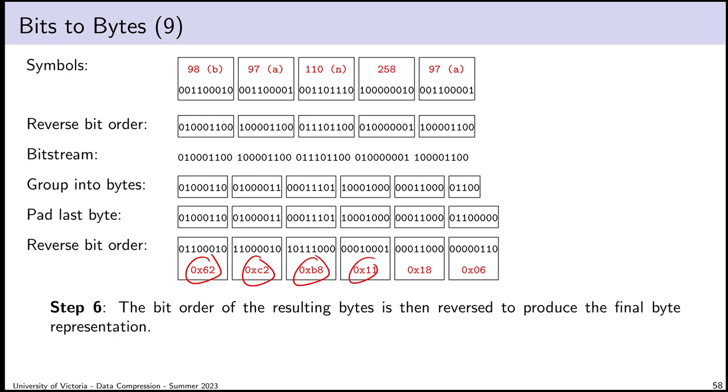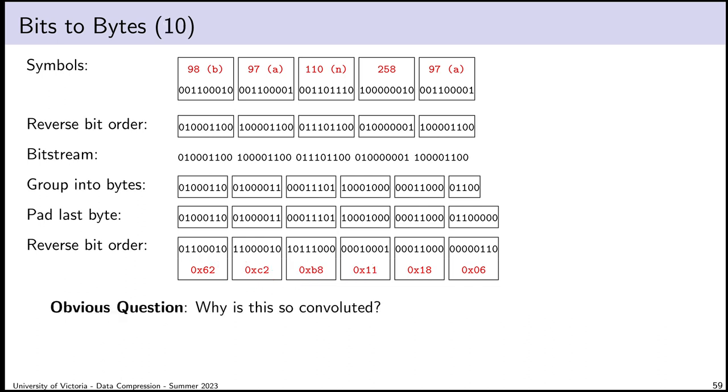So, 62C2B811806. Okay, so obviously the question is, what is going on? What the hell is going on? Why don't we just take this, group it into 8-bit chunks, and call those our bytes? Okay, there's a few answers here.